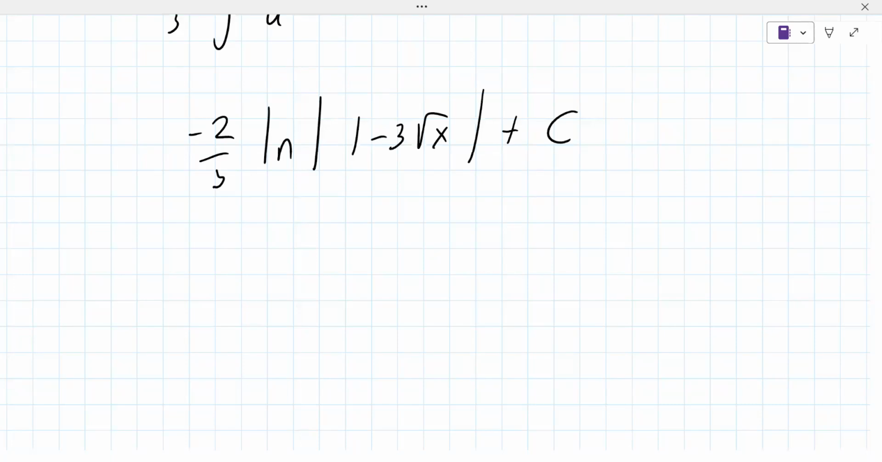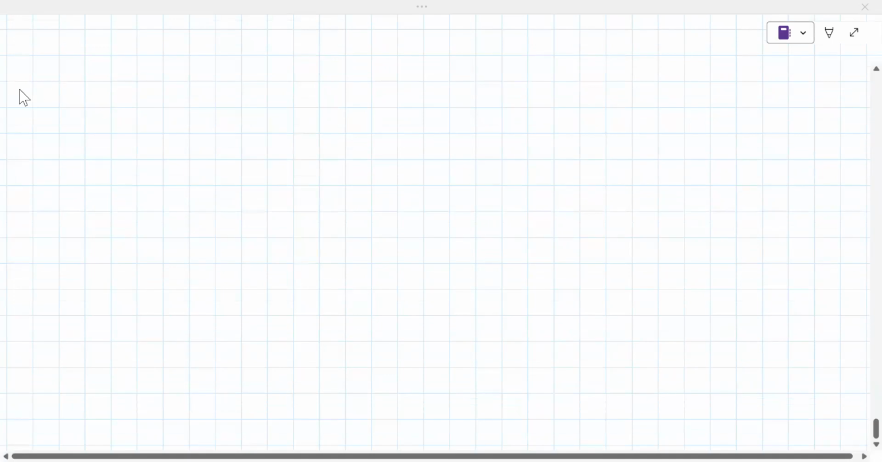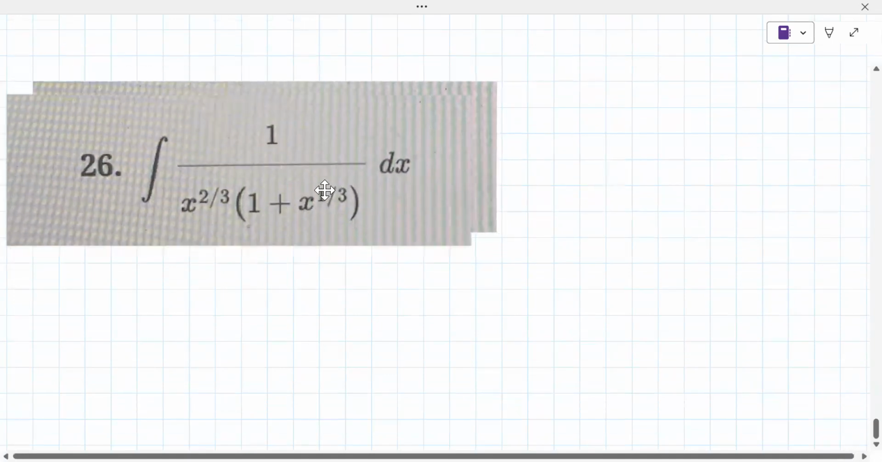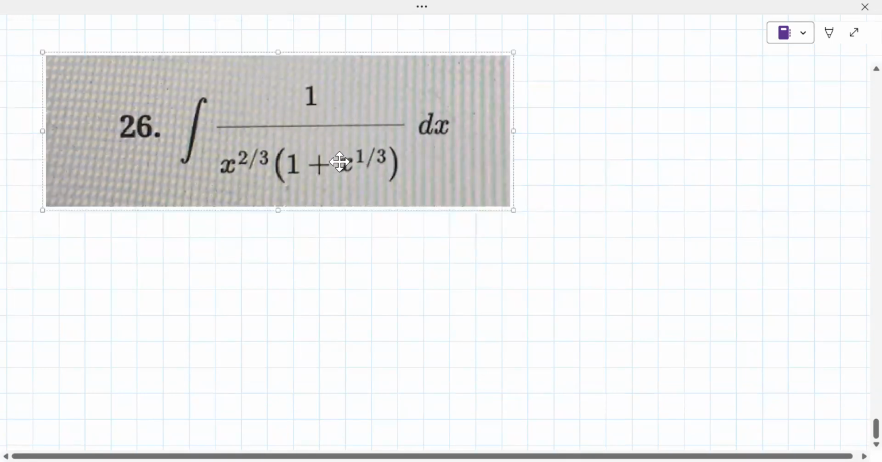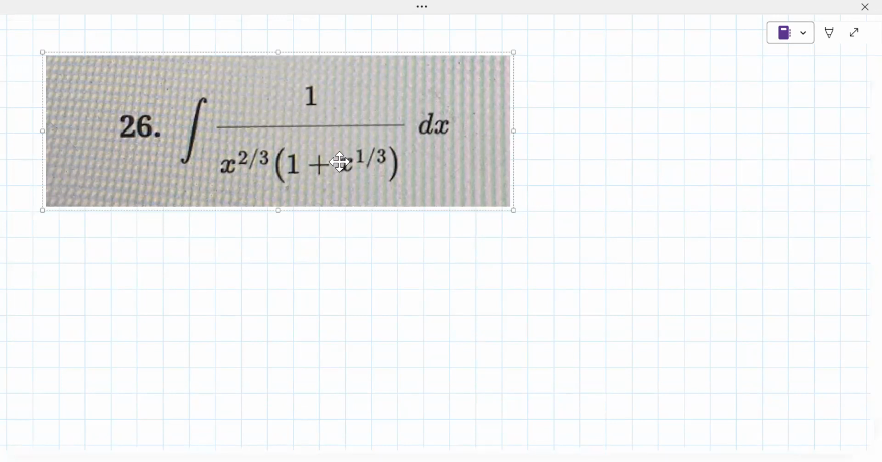All right. Why don't you try 26 on your own? It's really similar. This time you will keep the exponents as numbers, but you should see effectively the same cancellations when you do it like this.